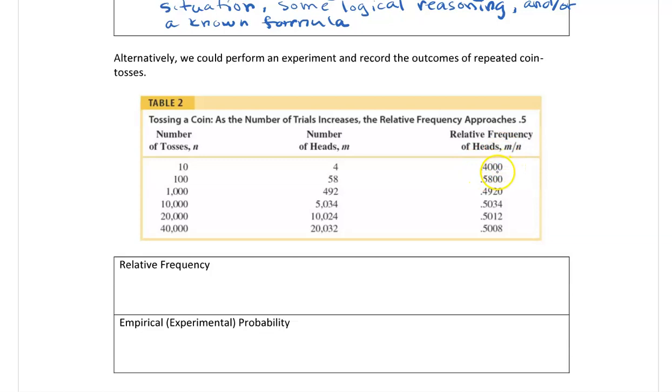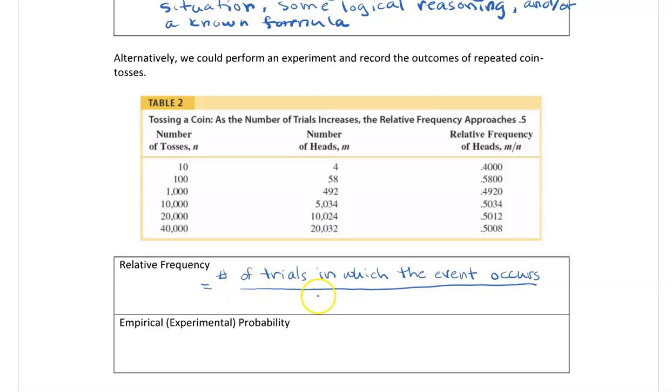Then they tossed 100 times and got 58 heads, so that relative frequency is 0.58. They're just taking the number of heads they got divided by the number of trials. So relative frequency is the number of trials in which the event we're interested in occurs, divided by the total number of trials. That's what they're doing up above.